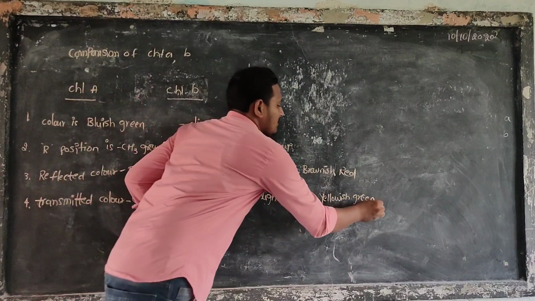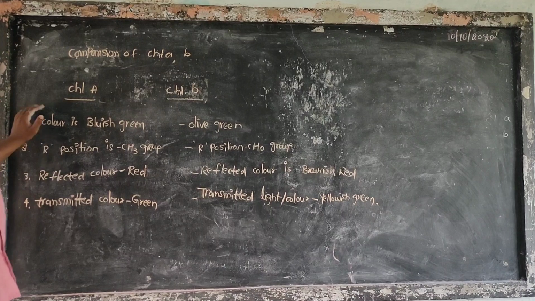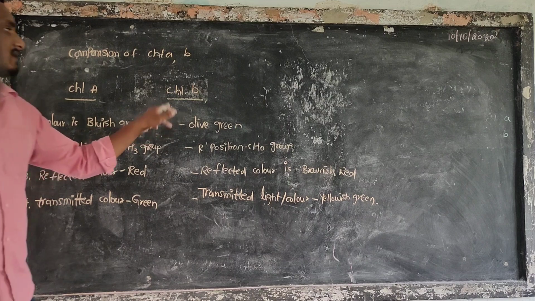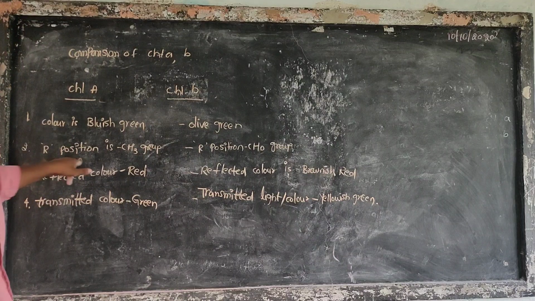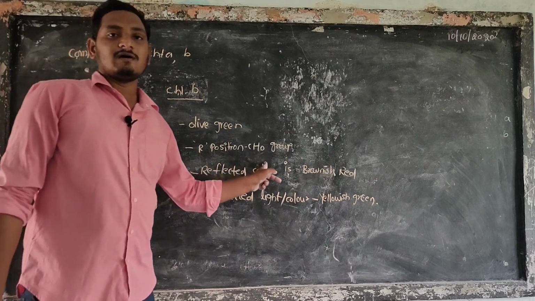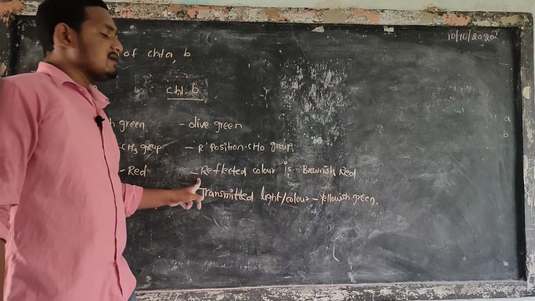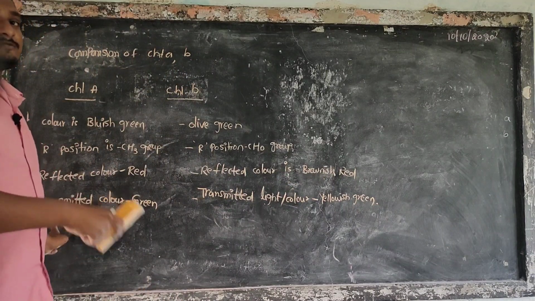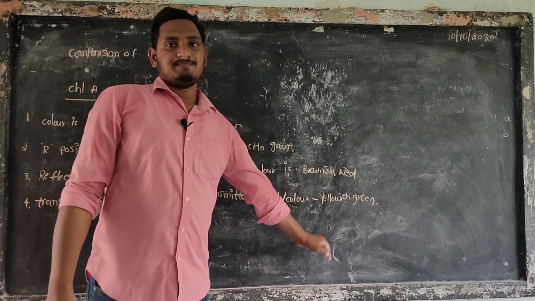These are the differences between chlorophyll A and chlorophyll B. Chlorophyll A's actual color is bluish green; chlorophyll B's is olive green. Chlorophyll A's R position is occupied by the methyl group; chlorophyll B's by the aldehyde group. Chlorophyll A's reflected color is red; chlorophyll B's is brownish red. Chlorophyll A's transmitted light is green; chlorophyll B's is yellowish green.